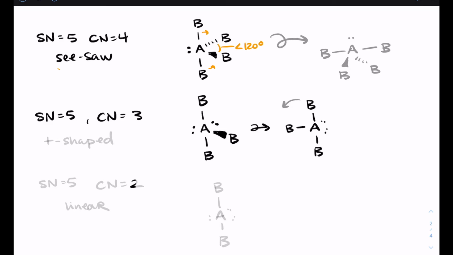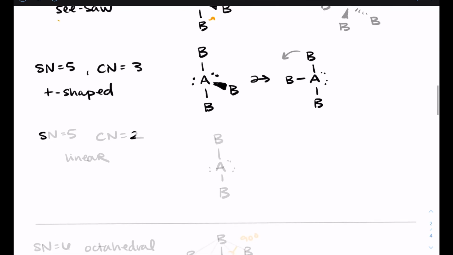So I've also rotated this around so that you can see that if you flip it onto its side also, it looks like the letter T. Now again, it won't be perfect because those bond angles are going to get squished. Those axial bond angles will get squished just a little bit, but it's pretty close to a letter T.